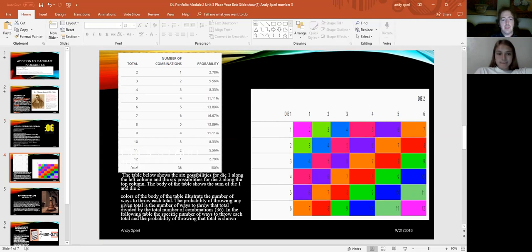In the following table, the specific number of ways to throw each total and the probability of throwing that total is shown. Up here above this diagram are the totals, the number of combinations for each total, and then the probability for each of those numbers of combinations. And to the right is a diagram showing which part of the total, the number of combinations, and the probability of those combinations answer the question.